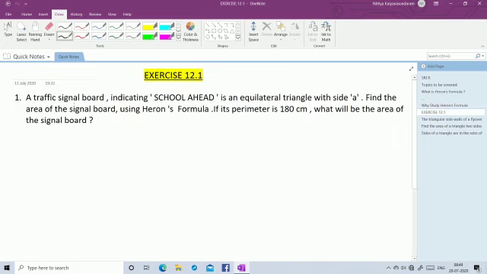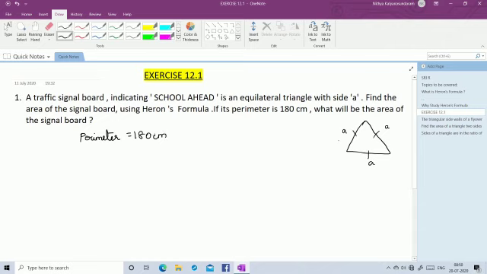Let's see exercise 12.1. First question: a traffic signal board indicating 'School Ahead' is an equilateral triangle with side a. Find the area of the signal board by using Heron's formula. Its perimeter is 180 centimeter. What will be the area of the signal board? So it's mentioned it's an equilateral triangle. Equilateral triangle means all the sides will be equal. The side is given as a, and the perimeter is 180 centimeter.